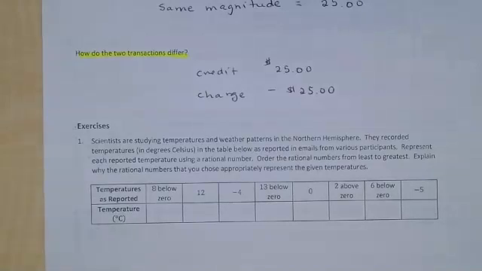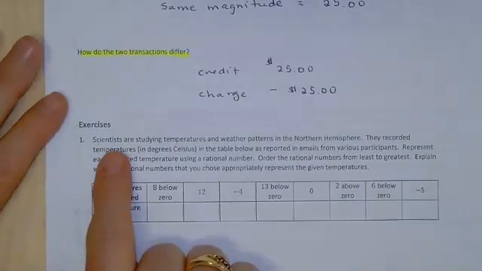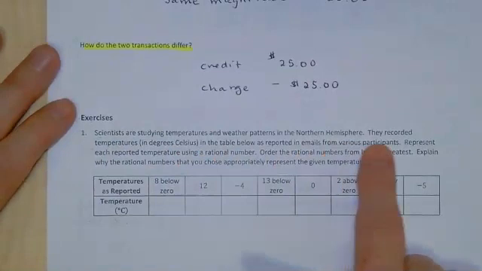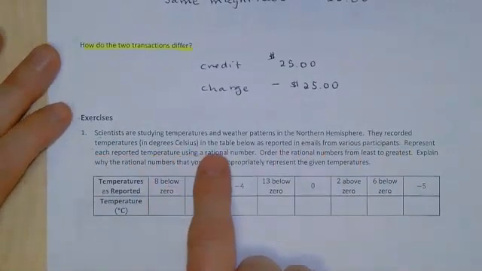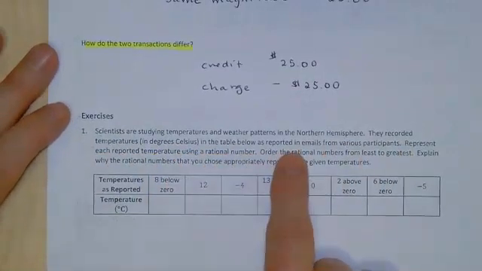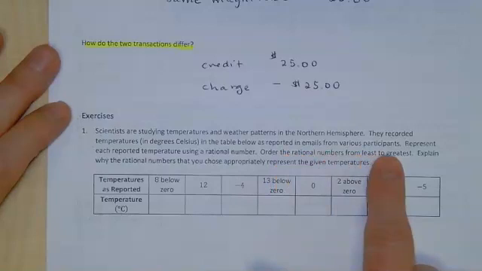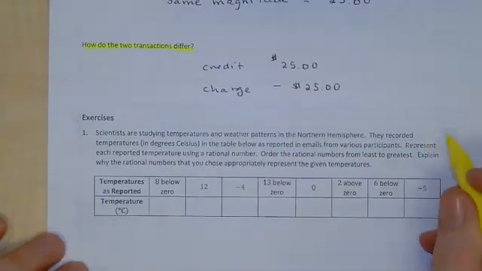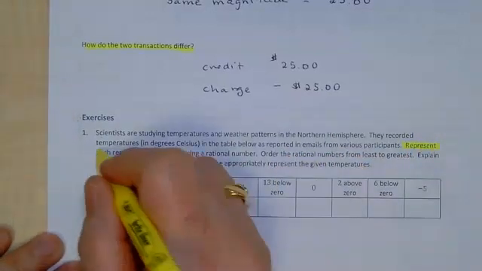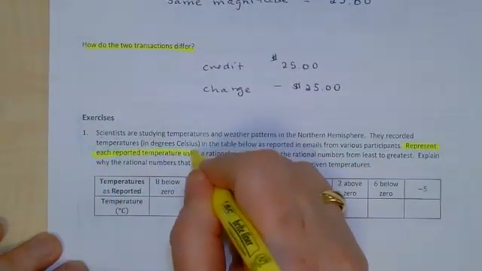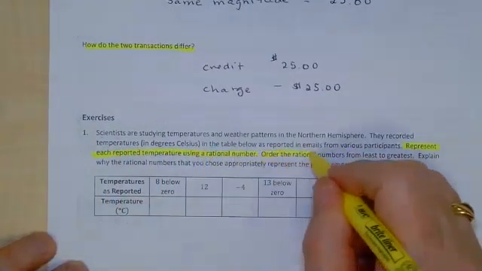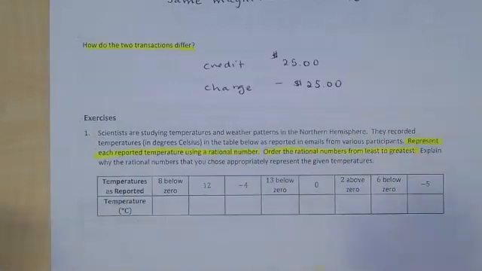So let's take a look at exercise 1. Scientists are studying temperatures and weather patterns in the northern hemisphere. They recorded temperatures in degrees Celsius in the table below, as reported in emails from various participants. Here's where the directions begin. Represent each reported temperature using a rational number. Then order them from least to greatest.